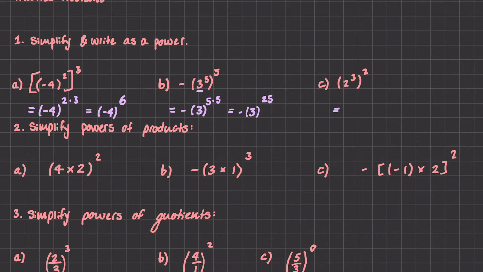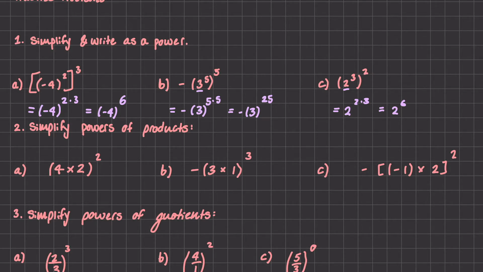Finally, here we have our original base of 2 raised to the exponent of 3, and this serves as a base again for the exponent of 2. Therefore, we can write this as 2 raised to the exponent of 2 times 3. When we simplify, we get 2 raised to the exponent of 6.